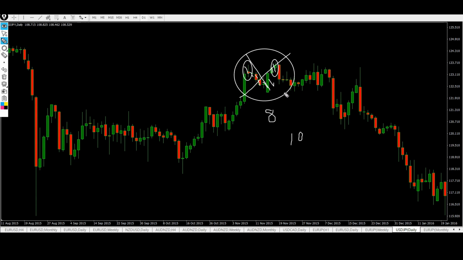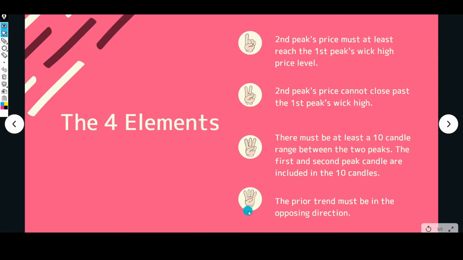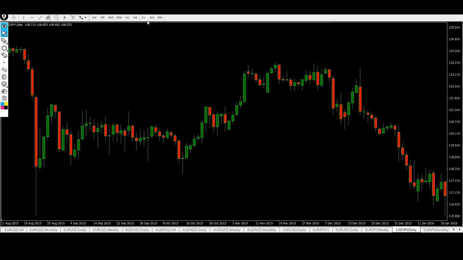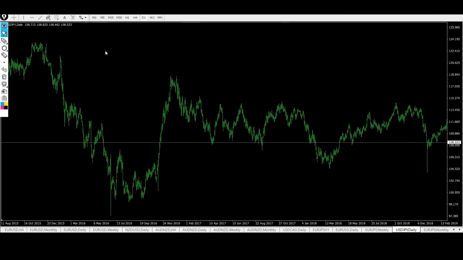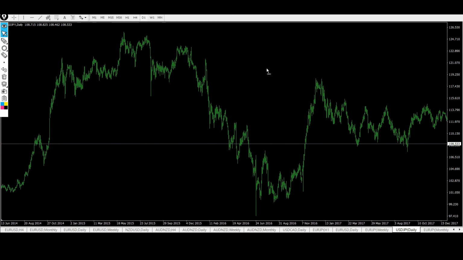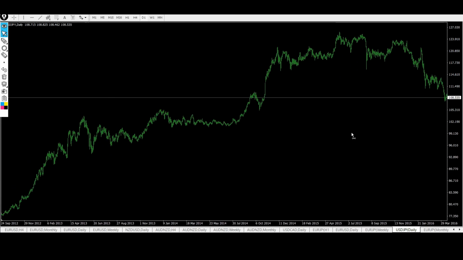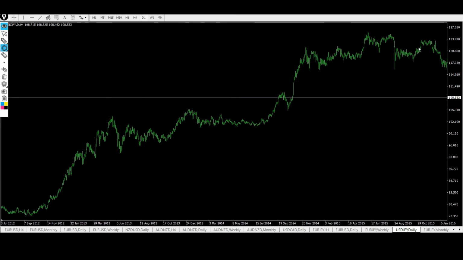Alright, so at this point, since one of the elements is already missing, there's no need to go on and check for element number 4, but just for educational purposes, let's see if this double top had element number 4. Okay, element 4, the prior trend must be in the opposing direction. Alright, so again, we're going to zoom all the way out, then bring that price pattern to the right side of the screen, which will be right here. Now that reversal pattern was right here.